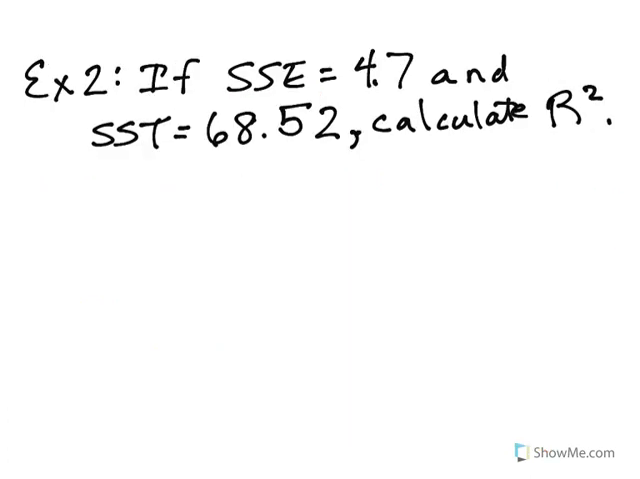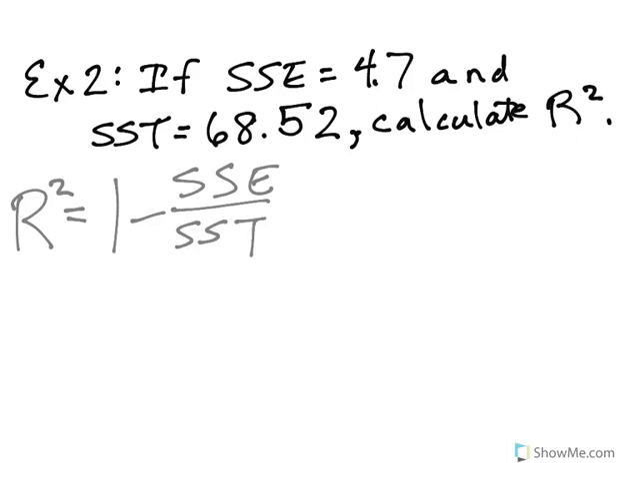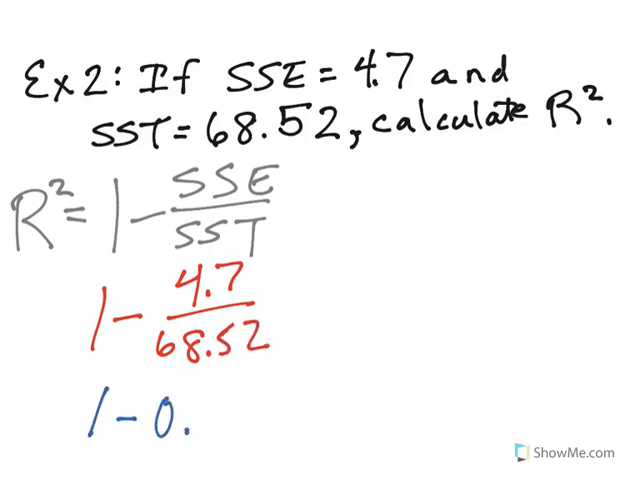Let's look at example 2. If the sum of squares due to error is 4.7 and the total sum of squares is 68.52, let's calculate r squared. Now, because we have the sum of squares due to error and a total sum of squares, we would use 1 minus SSE divided by SST, and let's plug in what we have. So 4.7 divided by 68.52. That gives us 1 minus 0.06859, and this goes on, but I'm going to go ahead and round.